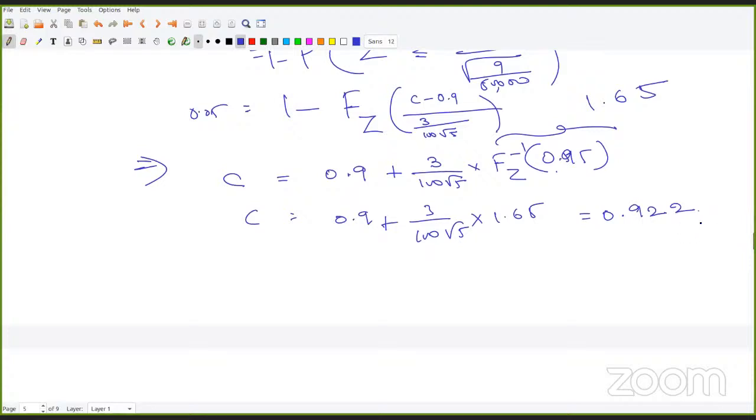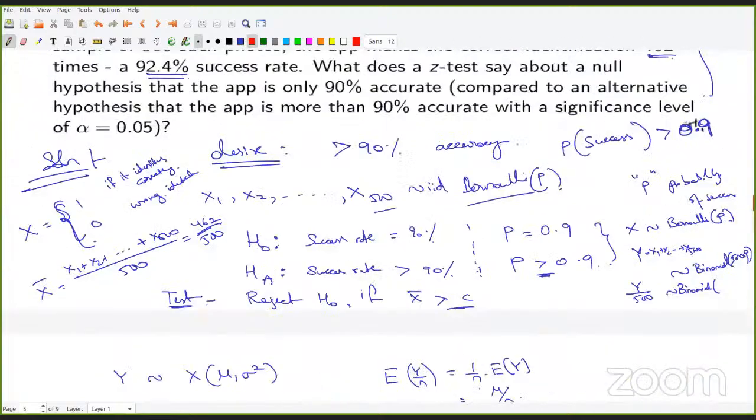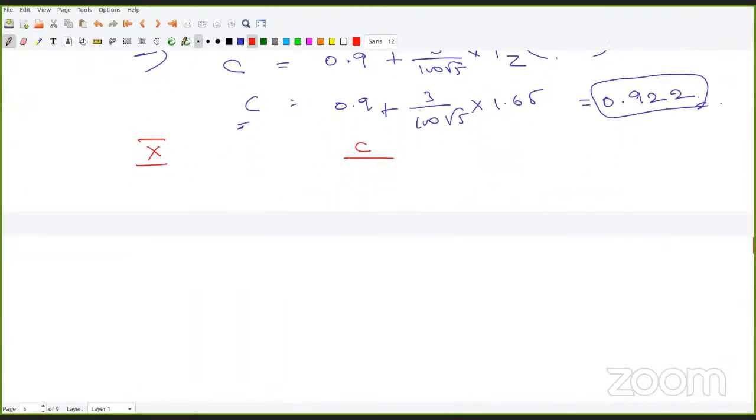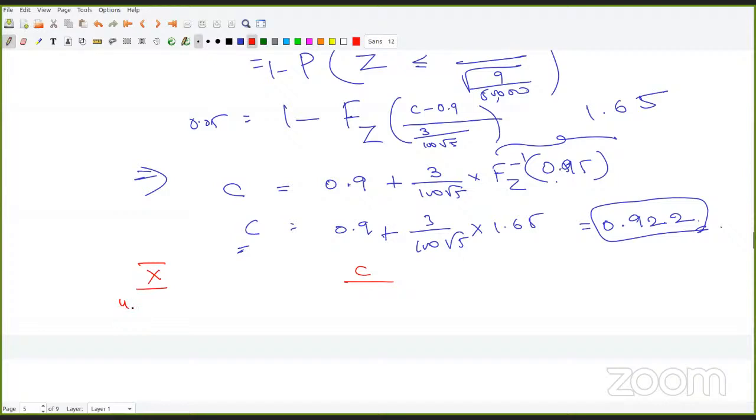Okay. So ultimately, when you compute, someone said 0.922, just verify. But I think it's correct; it won't go beyond 0.93. So the C value we got is 0.922. Now just the comparison. We have x bar with us, and we have C with us. X bar we computed: it is 462 by 500. What is 462 by 500 equal to?